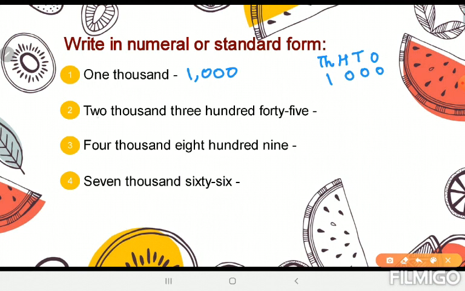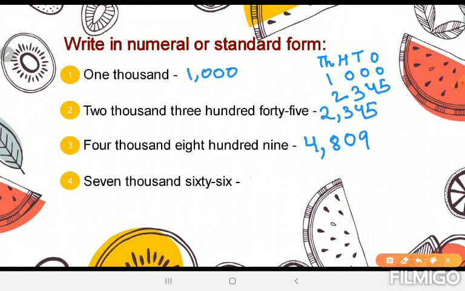2345. So what is there in the thousands place? 2. 300. In the hundreds place we have 3. 45. We have 45. So what is the answer for the second one? 2345. Same way, 4809. So what is there in the thousands place? We have 4000. In the hundreds place we have 8. For 809, 9, that means in the tens place we don't have anything, and in the ones place we have 9.